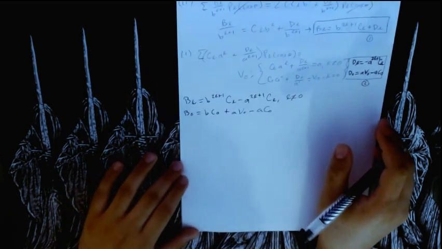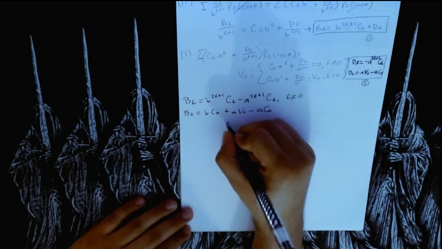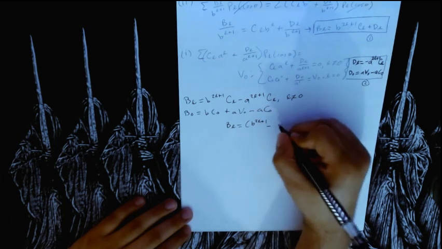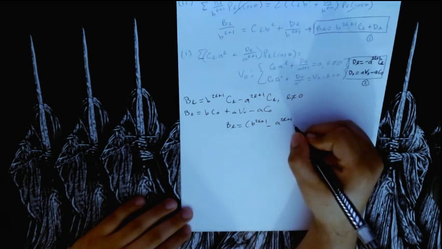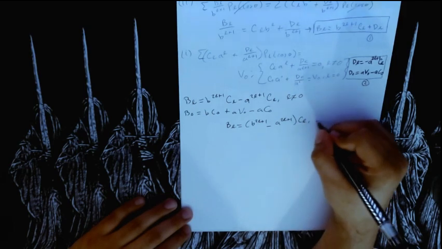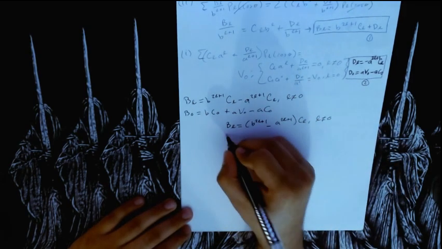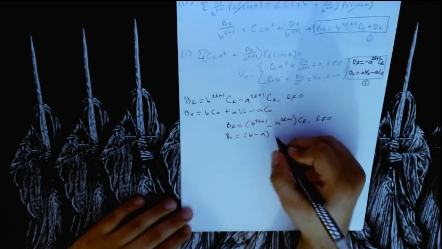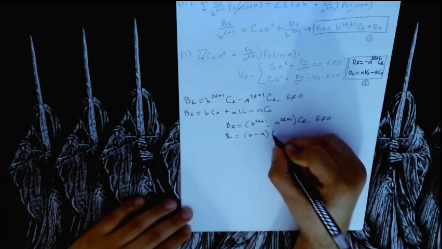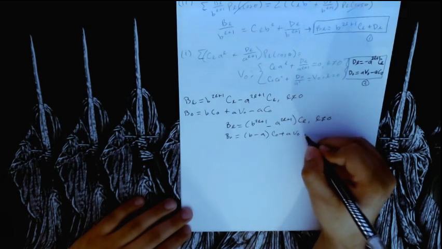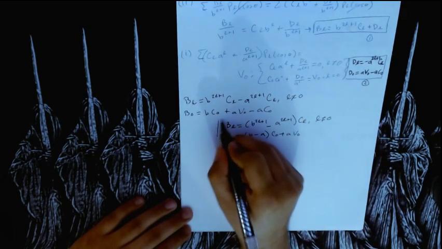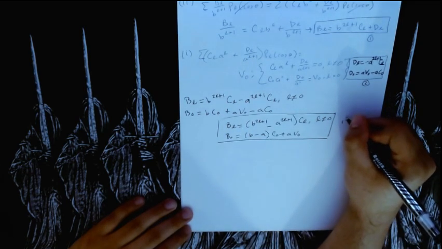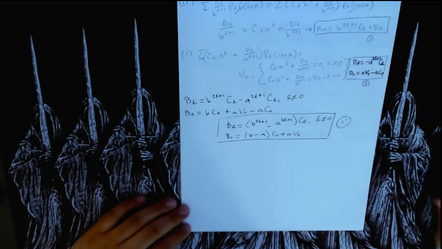Therefore, if we simplify this, we'll have B sub L is equal to lowercase b to the 2L plus 1 minus A to the 2L plus 1 times C of L. This is when L is not equal to 0. B naught is equal to B minus A, C naught plus A V naught. Right? So I'll call this one 1 prime, because we're going to have to plug this in a little later.